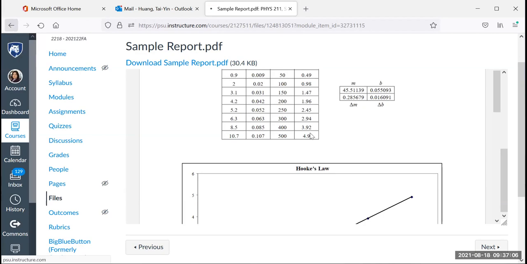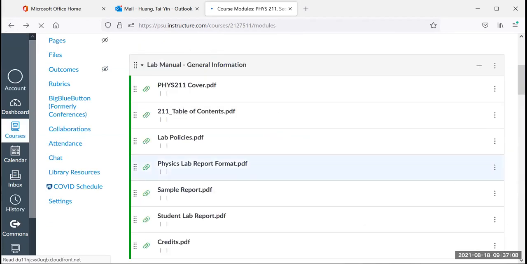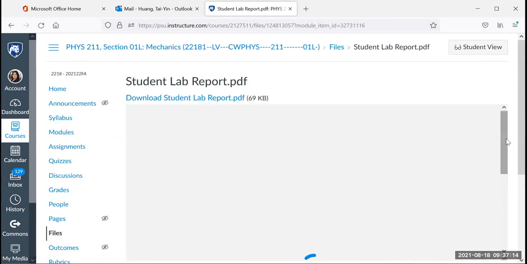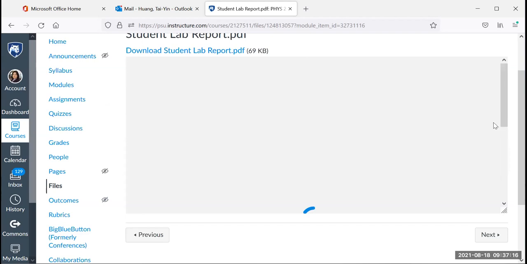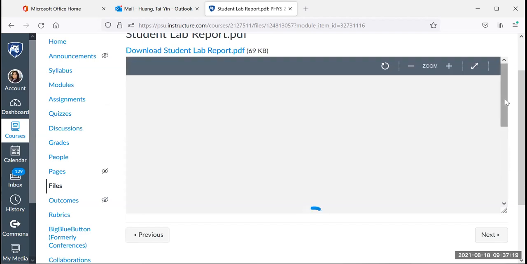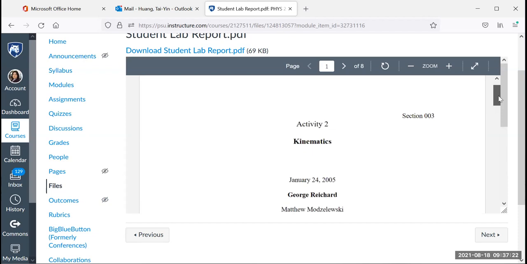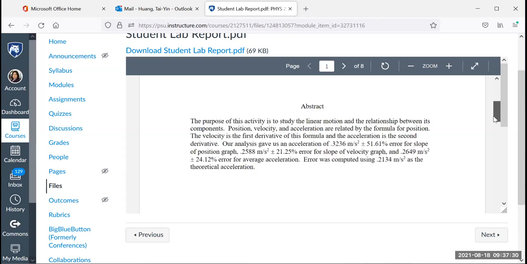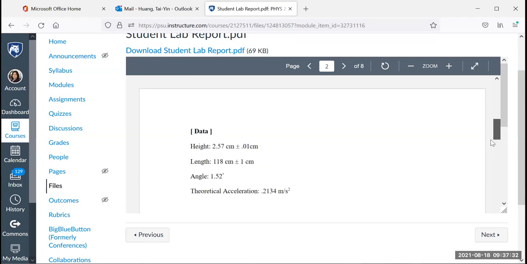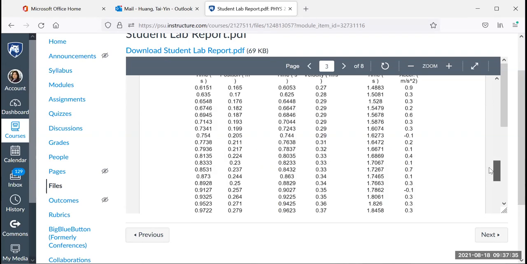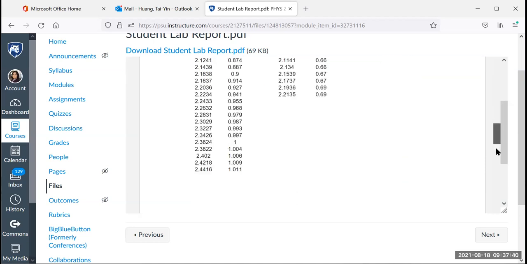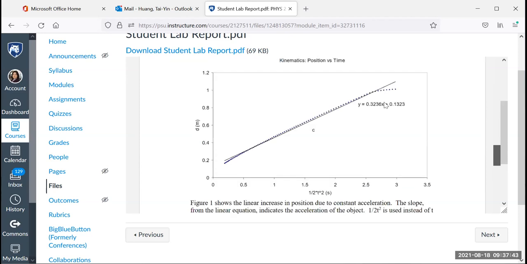So this is just the markup report. Let me show you another example from a previous student's report. You can see that it provides the essential and appropriate information here, the abstract, and the data, and this is the raw data sheet. Let me continue on, and then you have the equation. So you have the figure.